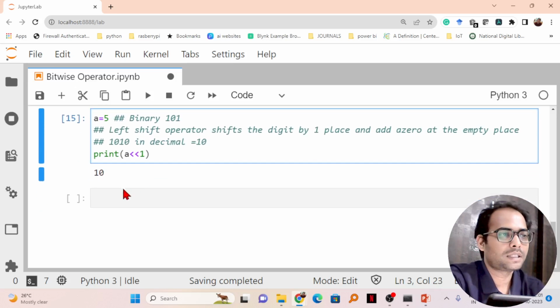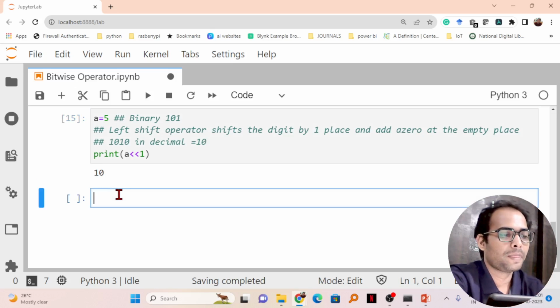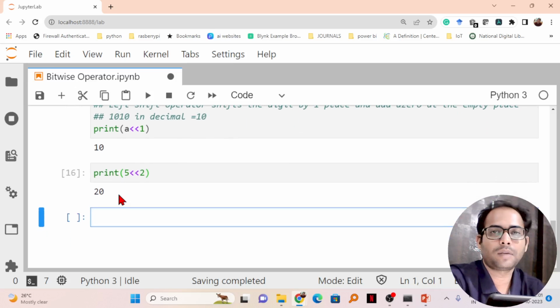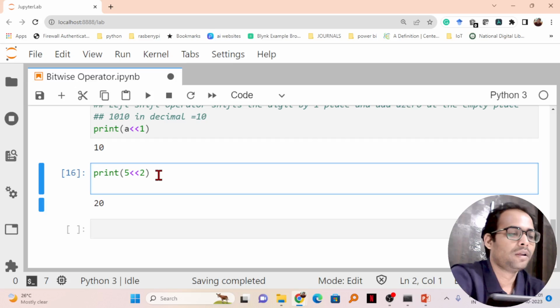Now let us take another example here with a larger shift. I will print directly the value: 5 left shift 2. If I print this, the answer is coming as 20. Let us see how the answer is coming. First the binary of 5 is again 101. Now I have to do the left shift here. If I do the left shift, what will happen? Initially there will be two zeros, which will take the place of the empty places, and then 1, then 0, then 1.